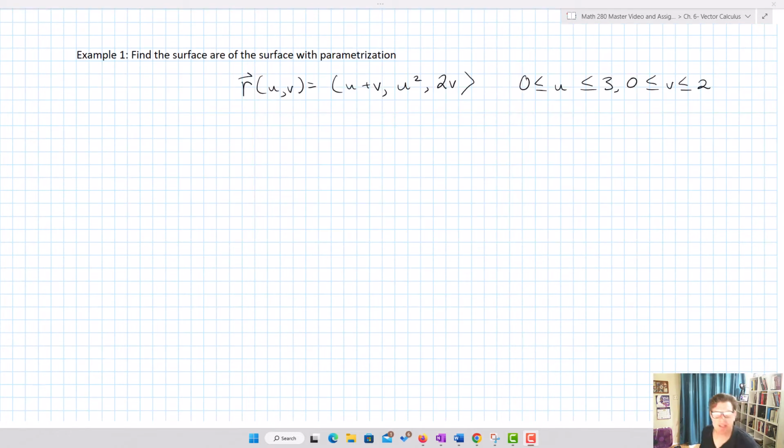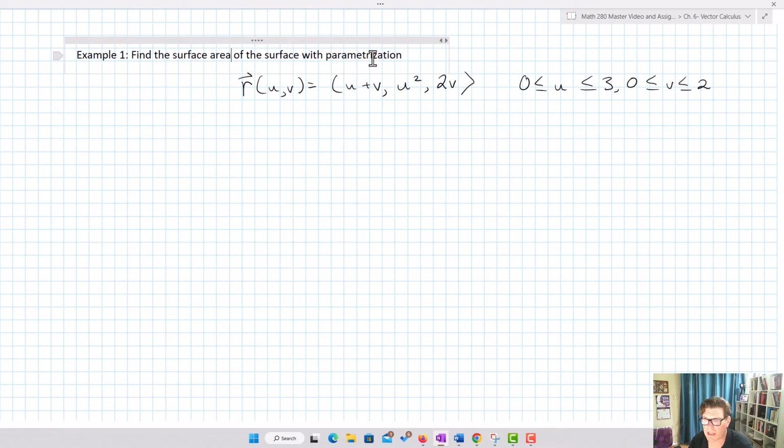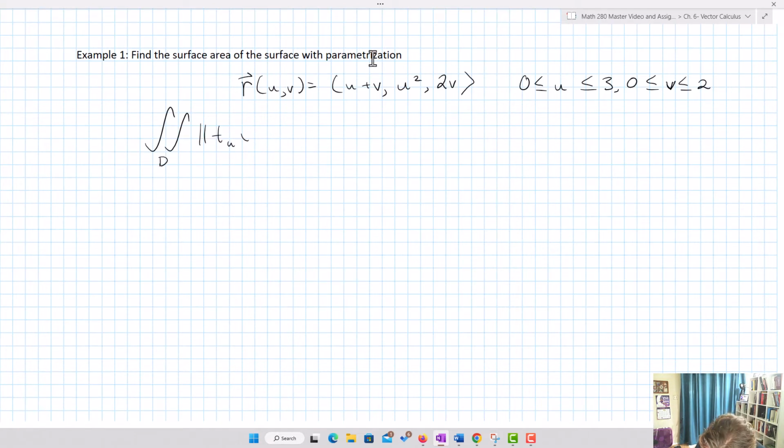All right, so now let's find the surface area of a surface with parametrization r(u,v) equal to (u plus v, u squared, 2v), u greater than or equal to 0, less than or equal to 3, and v greater than or equal to 0, less than or equal to 2. So I'm going to remember that my surface integral is going to be the integral over D of the magnitude of Tu cross Tv, and in this case it'll be du dv, because it's dA, and this is in rectangular.